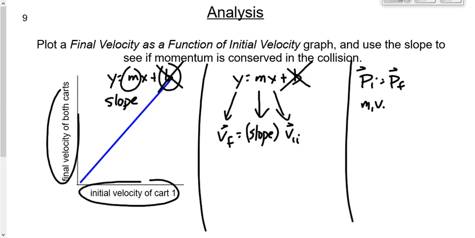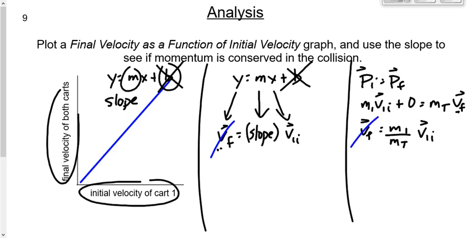That's M1 V1I, the one that I push, plus 0, the one that was at rest initially, equals, I want to call it mass total times VF. The red car plus the blue car, plus whatever mass was on top of it, times VF. And now I just want to rearrange this to solve for VF. Why? Well, because that's what I solved for right there. So VF is equal to M1 over MT times V1I. And now, here's the crux of it. Cross off VF, because it appears in both. Cross off V1I, because it appears in both.